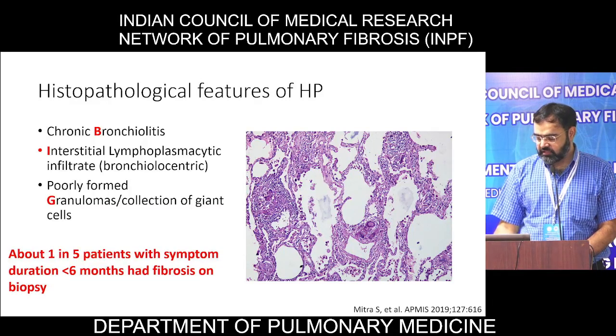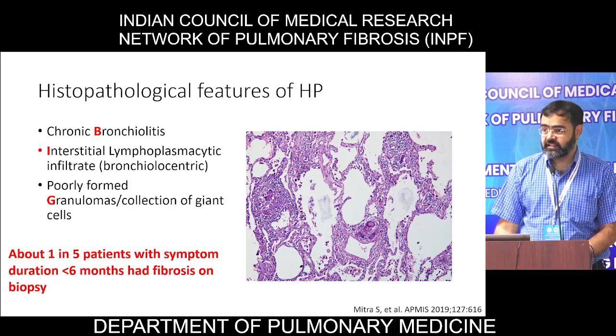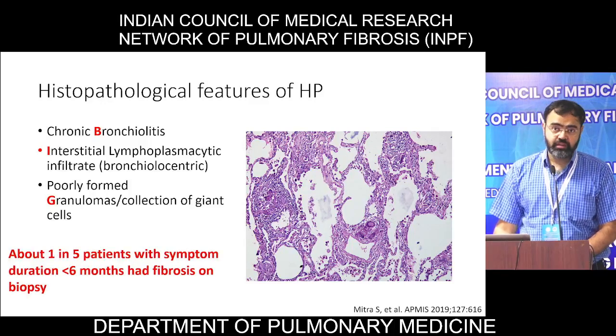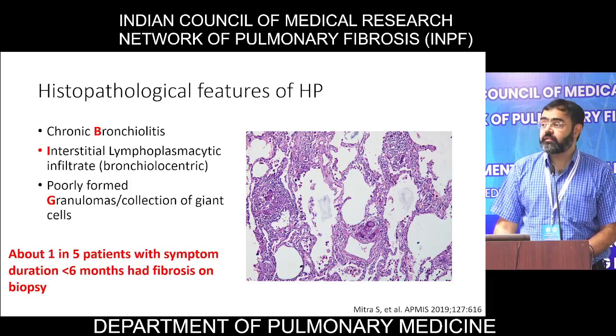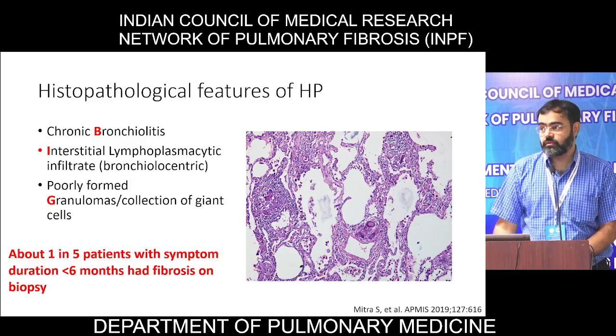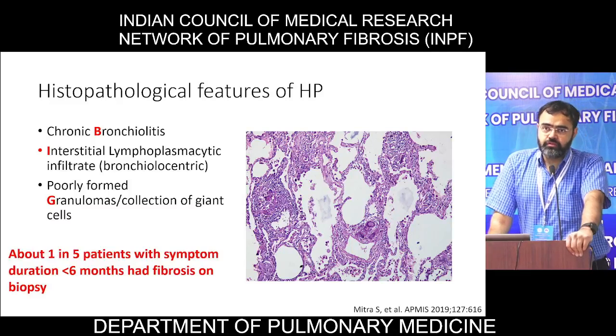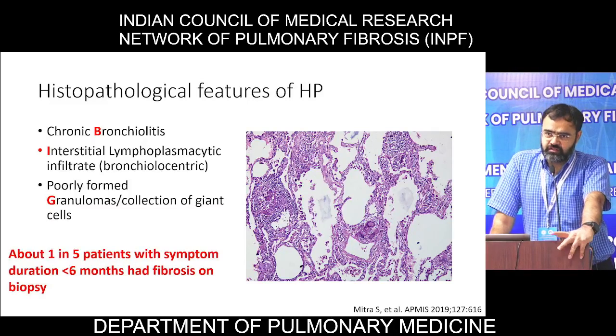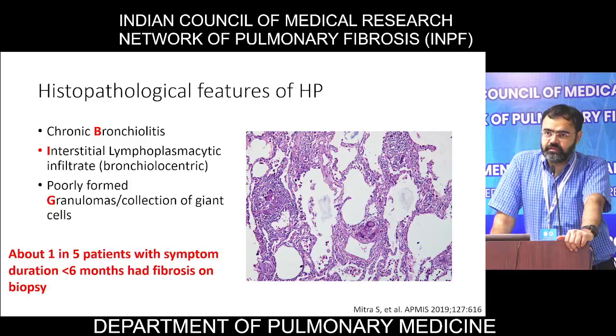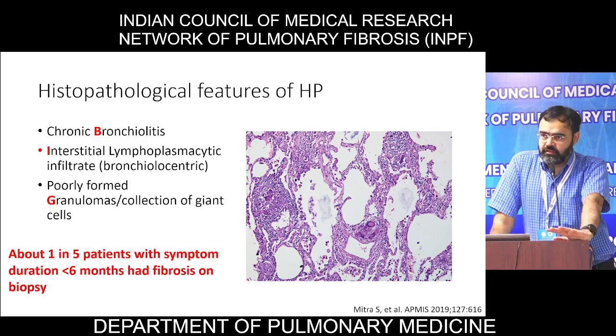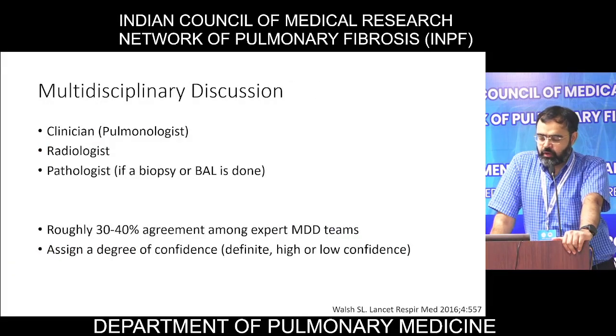And in this particular study, which we published in 2019 with our pathologists, about 20% of patients with symptom duration of less than 6 months, who would be classified as acute or subacute HP by the older definition, were having fibrosis on biopsy. That is why the older definition of acute, subacute and chronic should not be mostly followed, although those terms can be used just to understand the duration of symptoms, but the standard categorization should be in fibrotic and non-fibrotic HP.